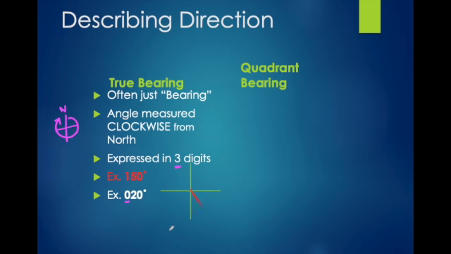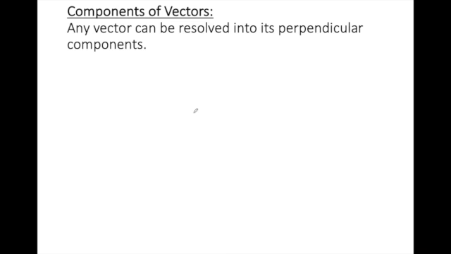Now specifically looking at our component vectors. Any vector can be resolved into its perpendicular components. Perpendicular, remember, is like that: one going straight up, and then a 90 degree angle going opposite. So this would be vertical, and this would be horizontal.